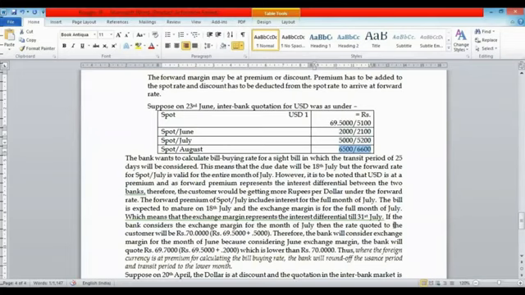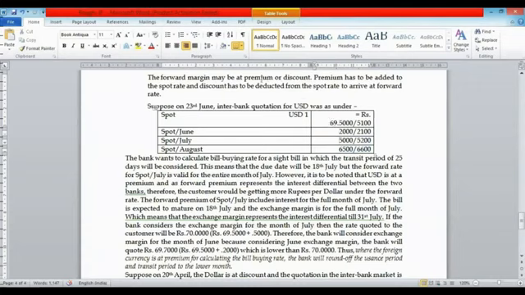So this is the way of knowing whether the future rates are at premium or discount. The spot rate is not to be considered for knowing the premium or discount. Only the further months, the future months, will be taken. So if it is in ascending order, it will be at premium. Descending order, it will be at discount. And here we see that all the rates are given in ascending order. That means the dollar is at premium.